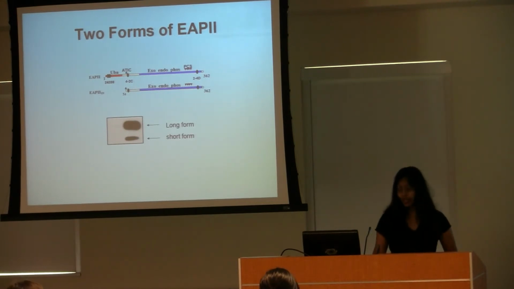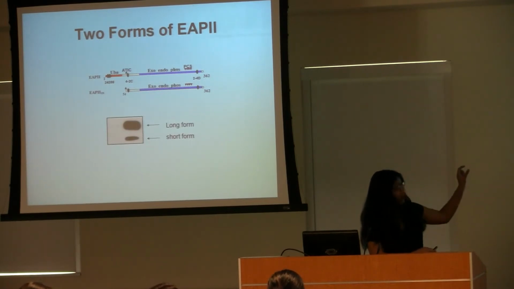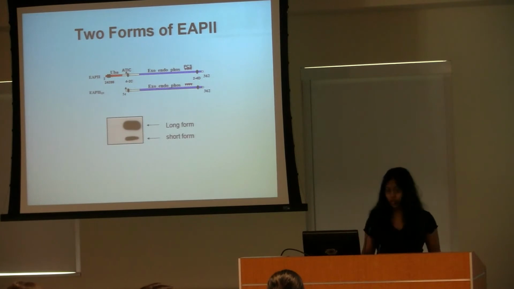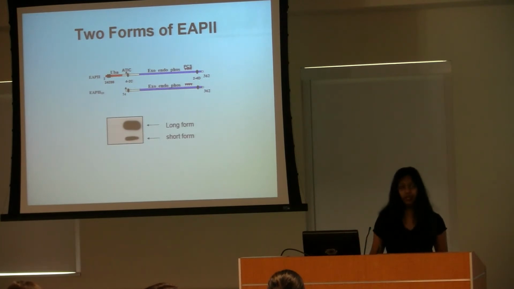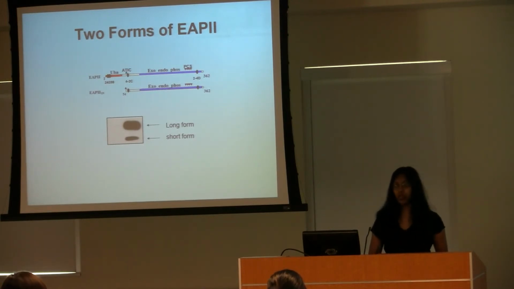EAP2 has two forms. It has the long form and the short form. The long form has the N-terminal, that's the red part you'll see, and the short form is missing the N-terminal because it transcribes later on due to ATG mutants, which I will speak about later. And from the Western blot, you can see the long form and short form.